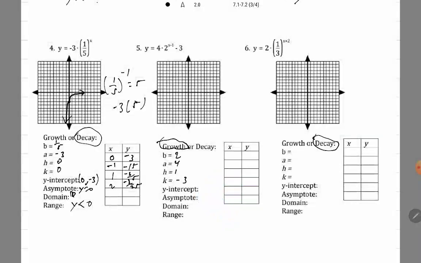Alright, so what happened here, I was trying to figure out a rule for the y-intercept. But the rule is always this. Your x value is 0. It's always 0. Okay? Because that's where it crosses the y-axis, at x equals 0. So if I plug 0 into the equation, I will get 2 to the 0 minus 1, which is 2 to the negative 1, which is 1/2. 1/2 of 4 is 2. 2 minus 3 is negative 1. Okay? So that is my y-intercept.